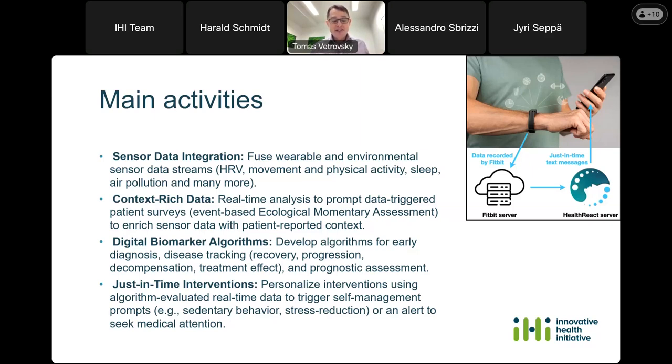We collect those data by triggering short surveys on their smartphones at the right moment, which is informed by the sensor data. So, for example, when we detect deterioration in the heart rate variability, we can trigger a survey asking about recent stressful events, etc.